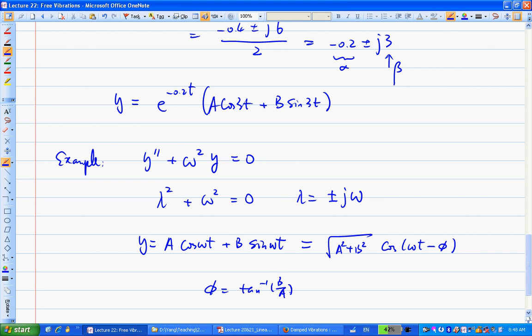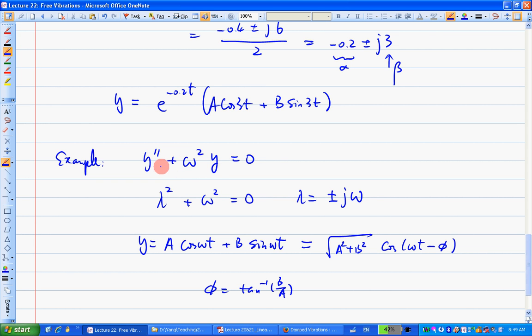Essentially, what this tells you is that when you add 2 sinusoidals together, you end up with another sinusoidal signal, and the frequency of the signal in this particular case is just omega. Now, if I look back at my second order ODE, where is that omega from? It's from the coefficient of the y term here. Does that make sense?